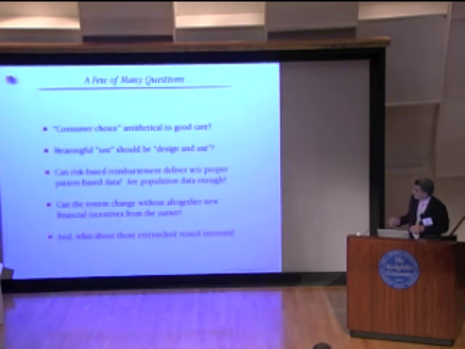And the only thing I'll leave you with is that there are a whole range of issues in terms of today's conversation that begin to arise. One is this whole issue of consumer choice and people flipping plans. Is that good or bad? Meaningful use in terms of data systems. We talk about meaningful use. Jonathan quite rightly brought up the concept: maybe we should be talking about meaningful design and use of systems. Can risk-based reimbursement deliver without the proper patient-level data? We can see what Rogosin can do, but can other organizations actually deal with this risk-based reimbursement issue without having that kind of data?